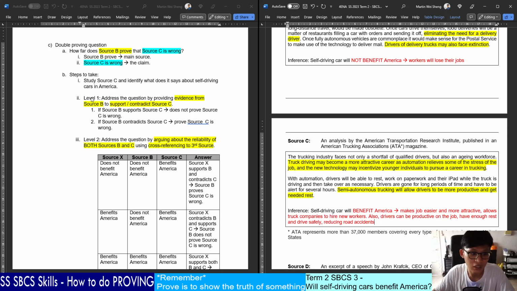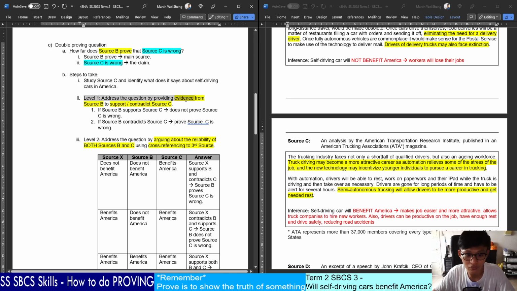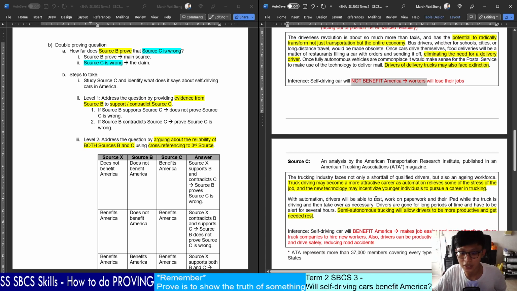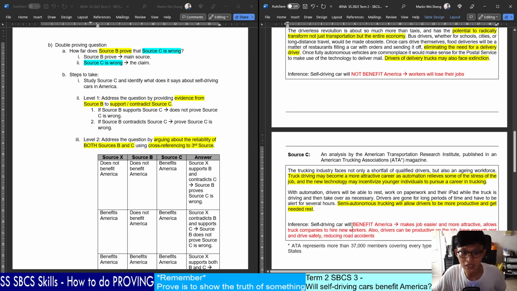Alright, so level 1, we address the question by providing evidence from source B to support or contradict source C. This one is quite similar to what you did previously. If source B supports source C, then it does not prove source C is wrong. If source B contradicts source C, then it proves that source C is wrong. If we look at these two sources, source B says it does not benefit America, while source C says it benefits America. So in this case, it definitely contradicts source C.